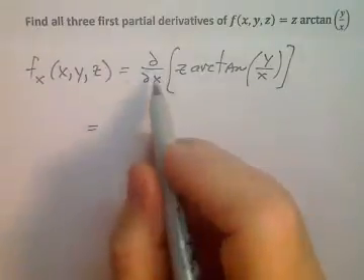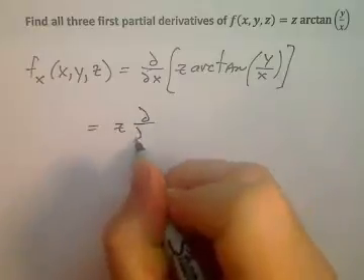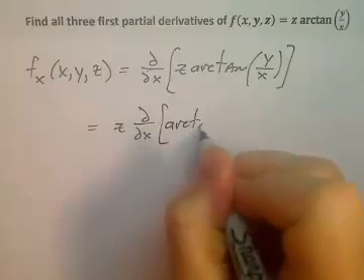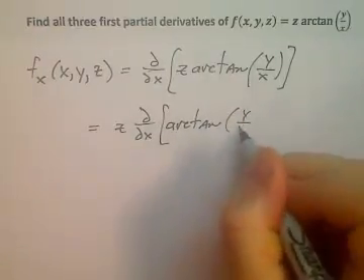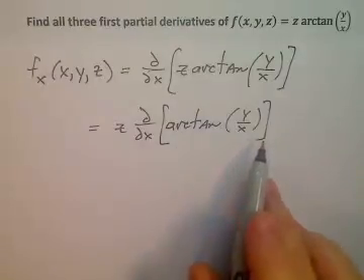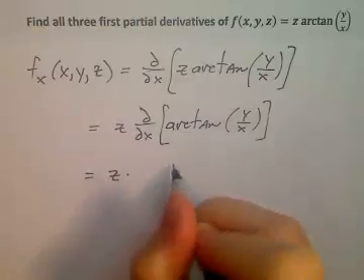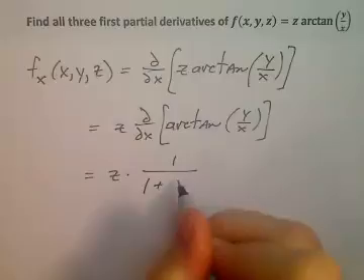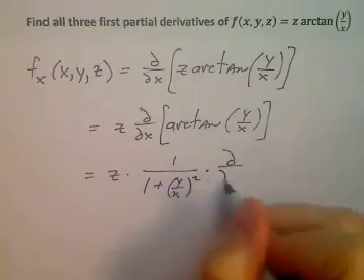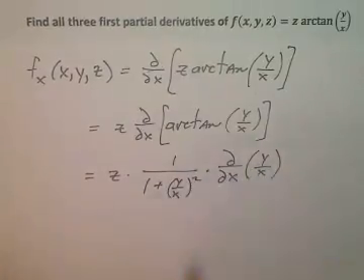Well, the z can come out because relative to the partial with respect to x, it looks like a constant. Right? And then here I have my arctangent of y over x. So here I have the arctangent of a function, so I need to use the chain rule. This will be z times 1 over 1 plus y over x squared times the partial with respect to x of y over x.